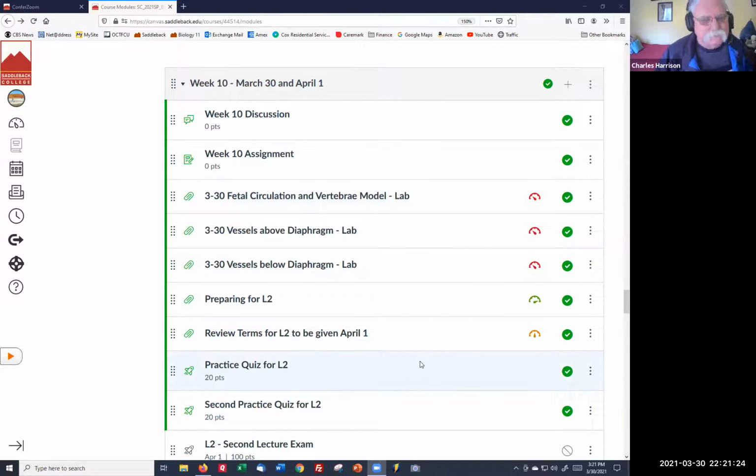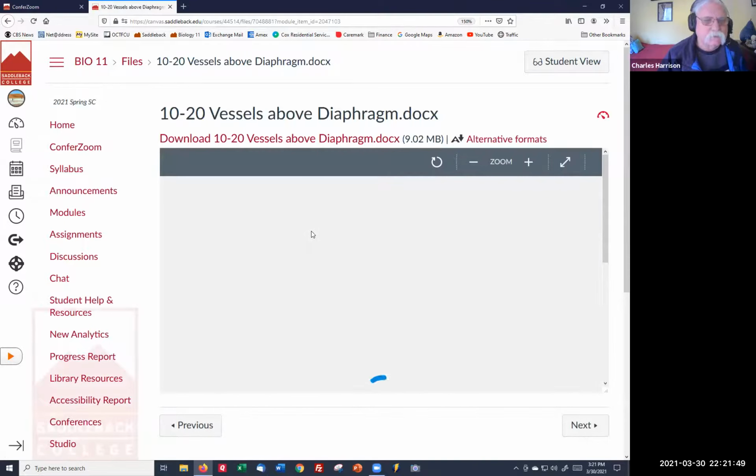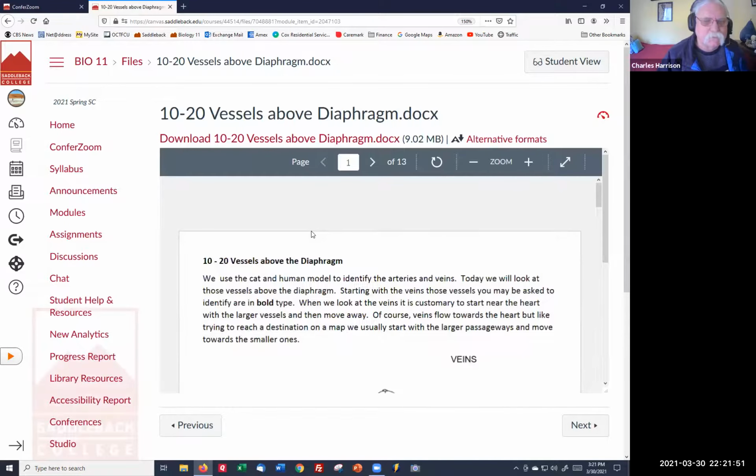Okay, vessels. Well, we talked about blood. We talked about vessels and types, but we haven't named them. We're going to look at vessels above the diaphragm first, using a cat today. We'll use human models another day, and then below the diaphragm. These are pages you may want to download for yourself. So you can do that right here, as you know.